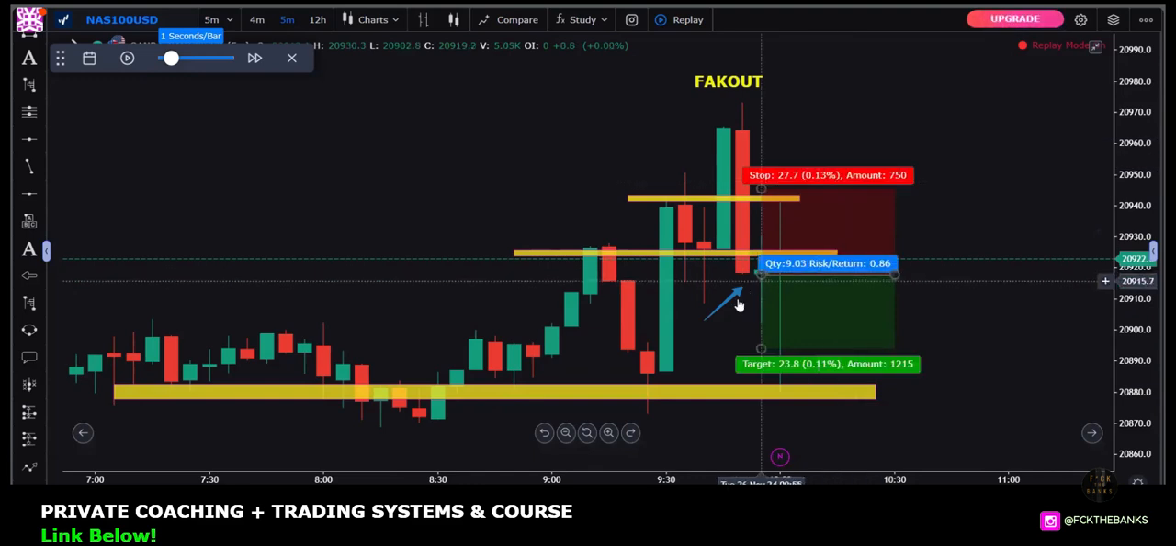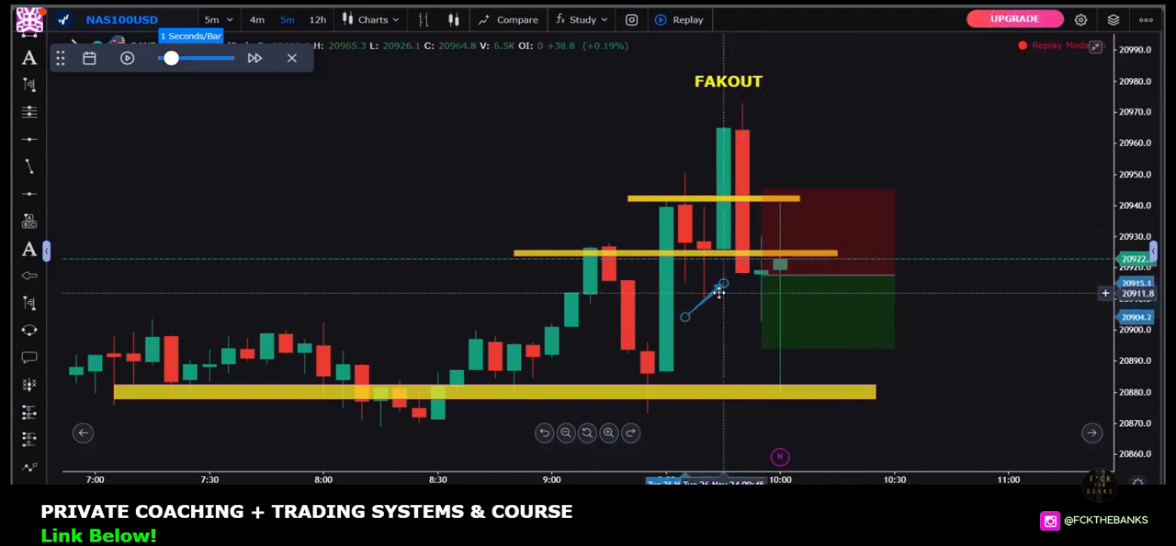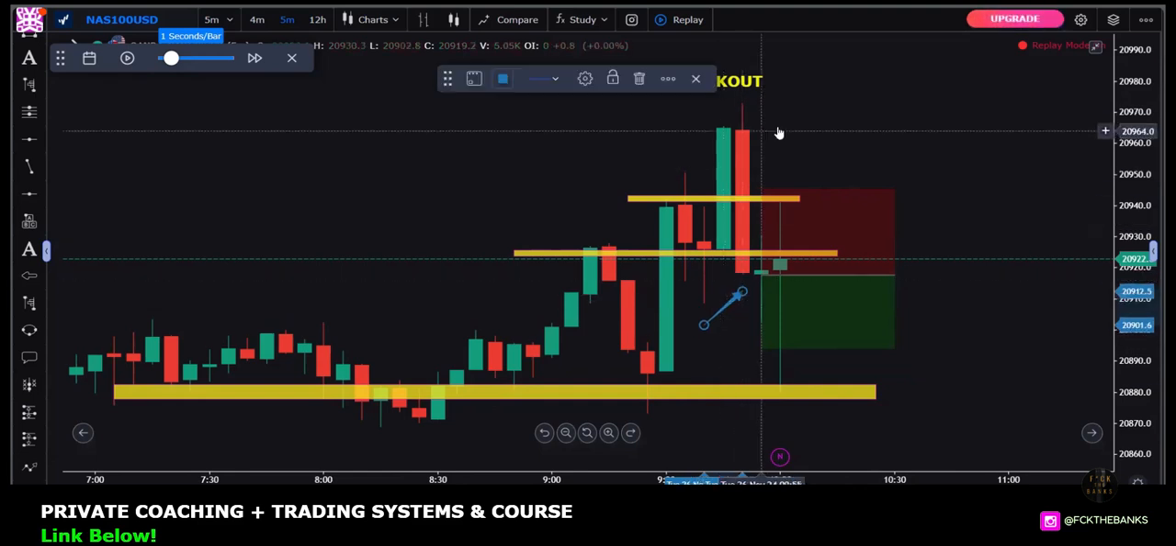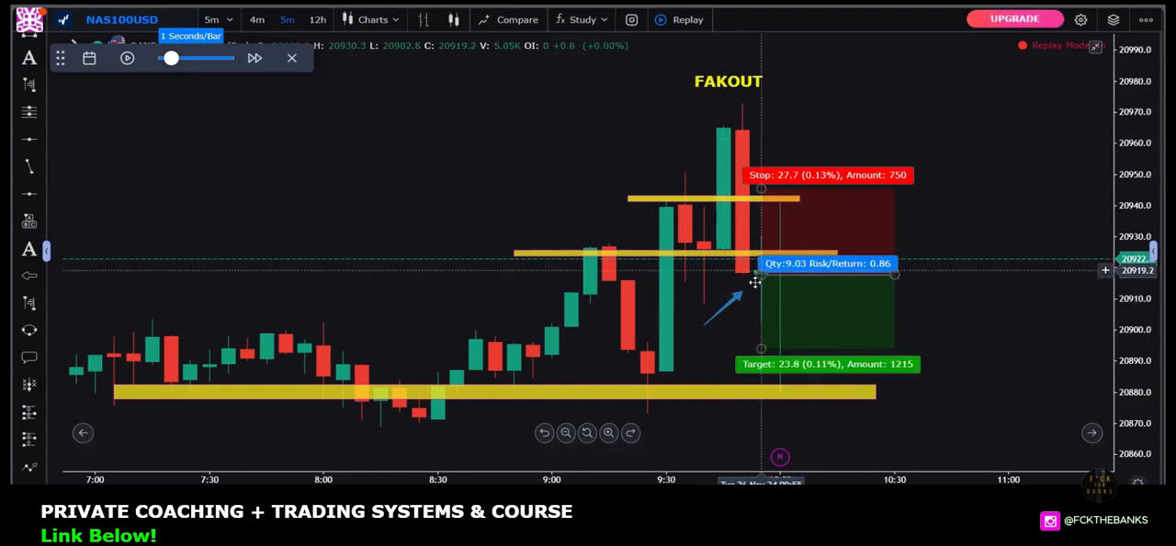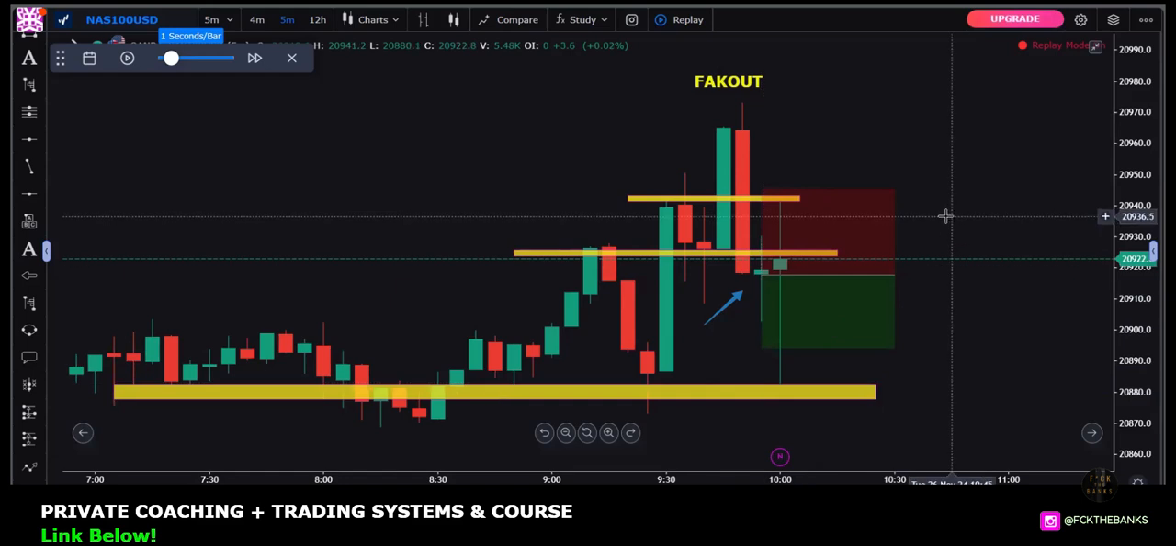But the point in here was that I wanted you to see the reaction of this candle. It was a beautiful fake out and price just dropped, okay, straight into the TP, filled the range and went straight into the next support area.